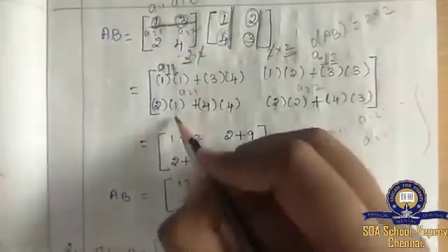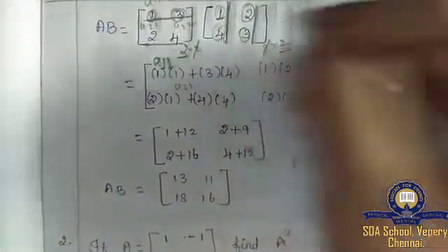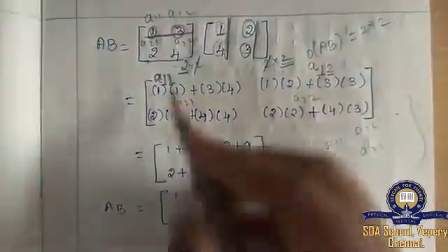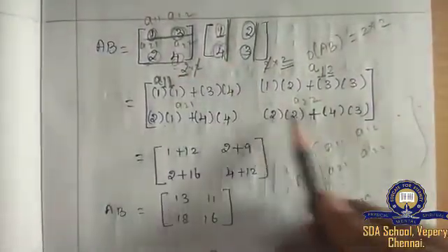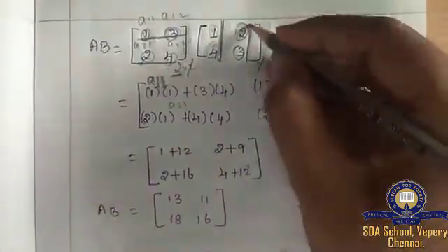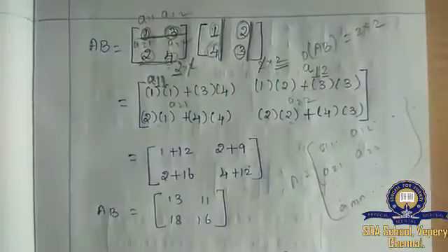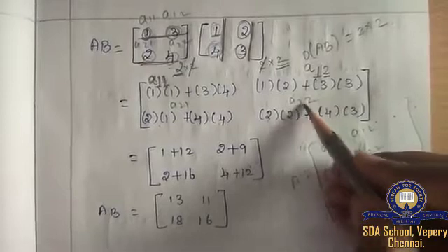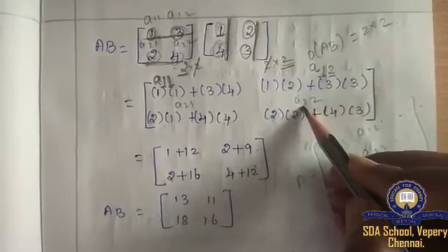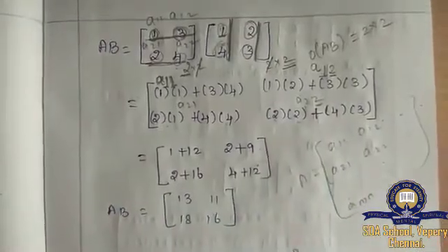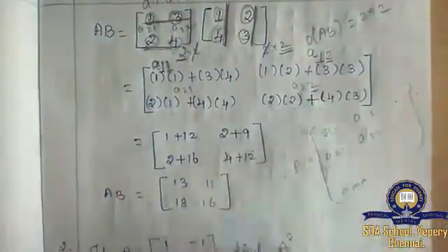Here also the same procedure. Here I am going to multiply the second row of the first matrix with the first column of the second matrix. 2 should be multiplied with 1 and 4 should be multiplied with 4. And again, going for the last place, the second row of the first matrix should be multiplied with the second column of the second matrix, since the place is A22. So 2 should be multiplied with 2 and 4 should be multiplied with 3. Now go for the simplification.